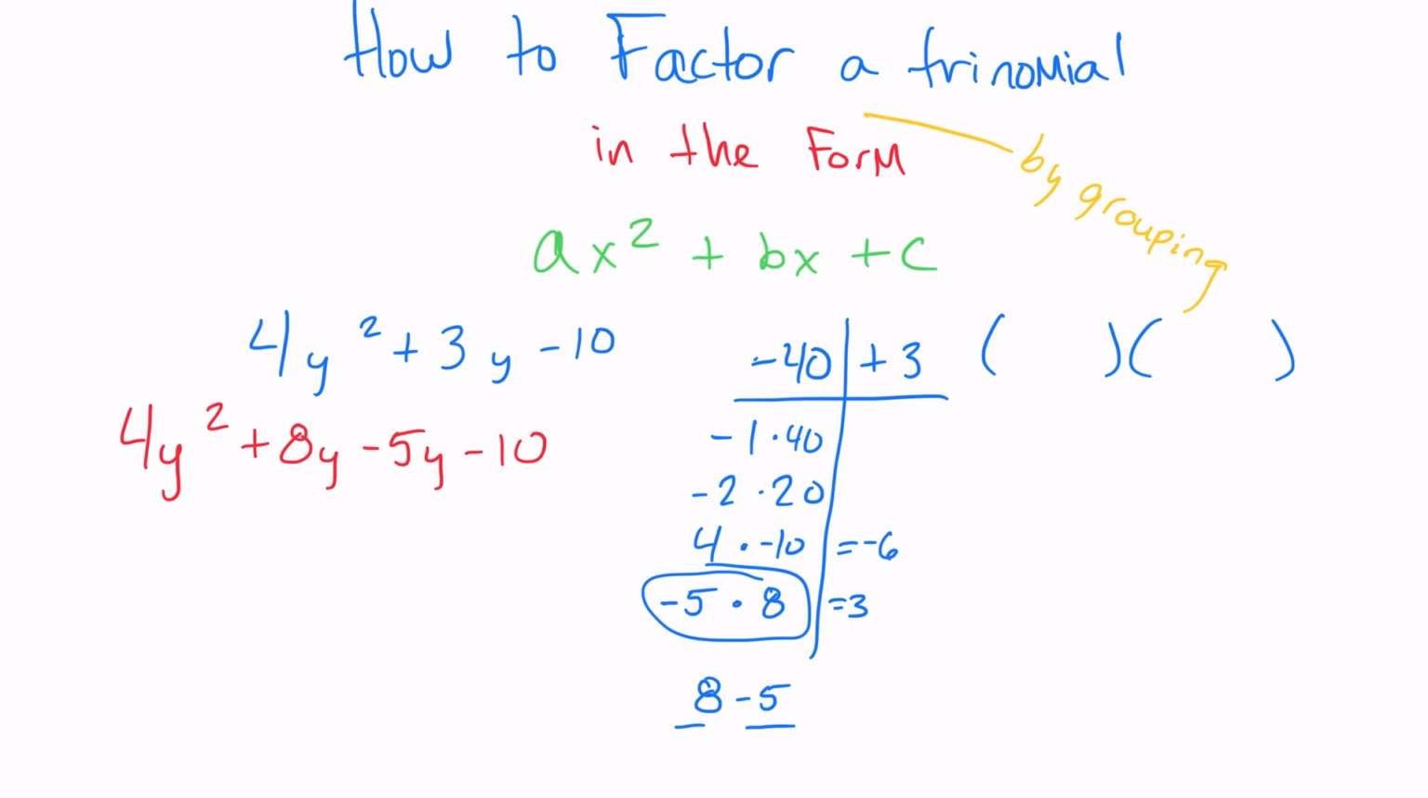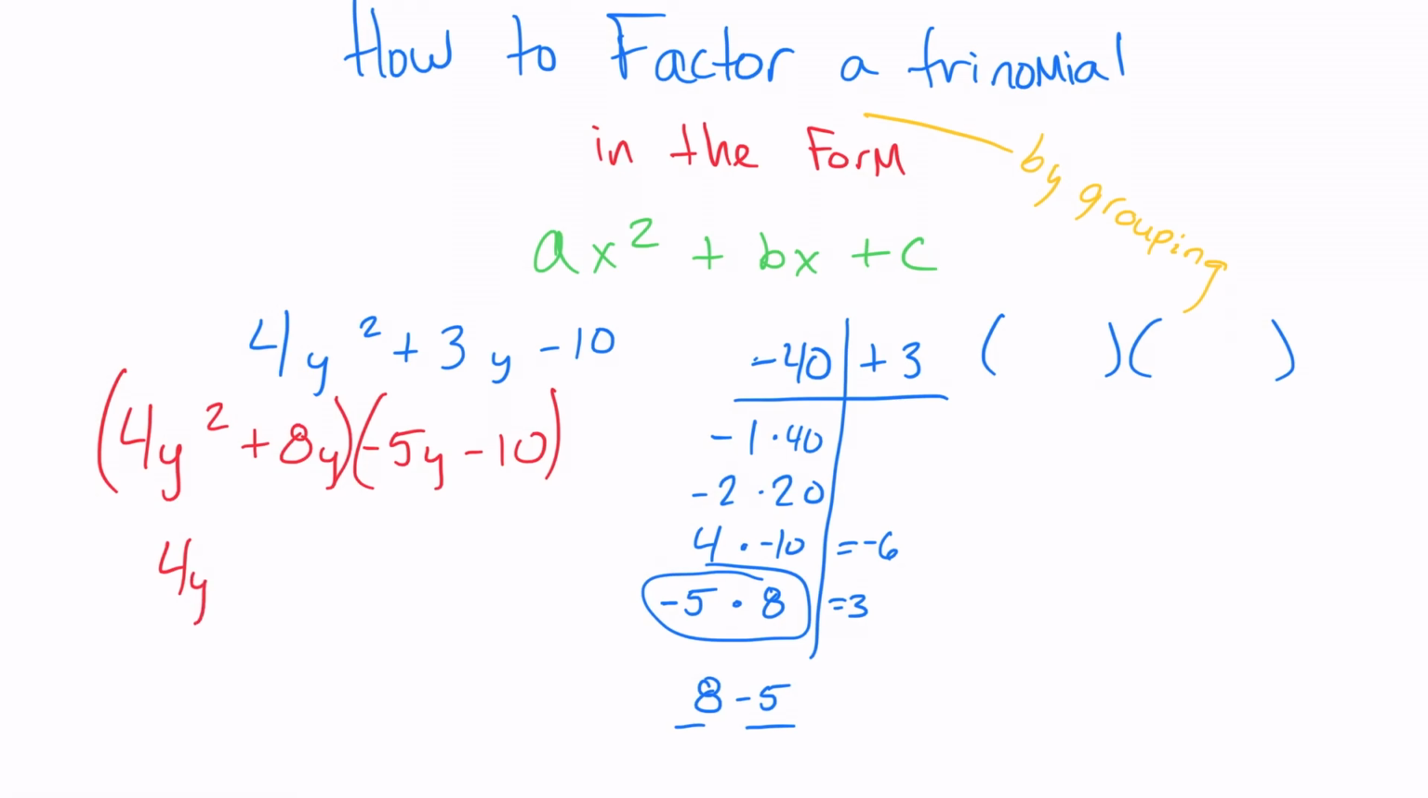And now what I'm going to do is what I was talking about over here, grouping. I'm going to group my terms together. I'm going to make two binomials. And what I'm going to do is I'm going to group my first two terms together, and I'm going to group my second two terms together. In doing so, what I can now do is factor out like terms. In this first binomial here, 4y squared plus 8y, both these terms share a 4y, so I can factor out a 4y from both of these.